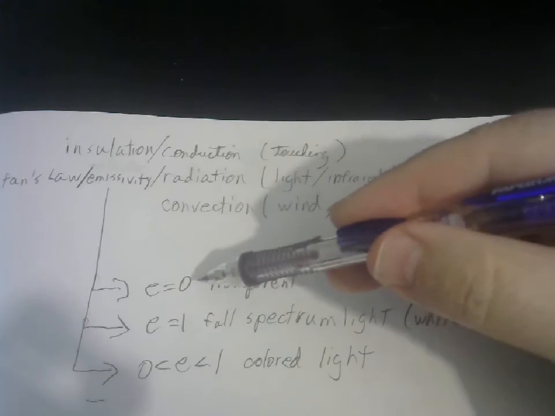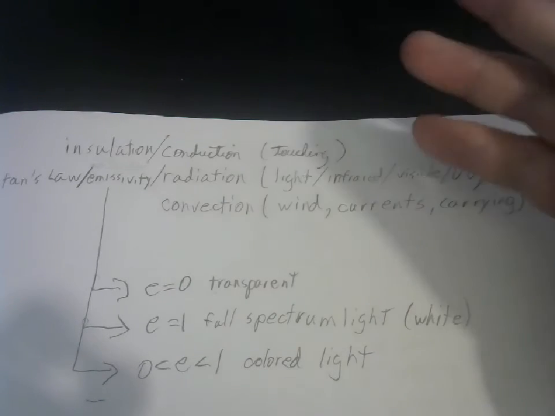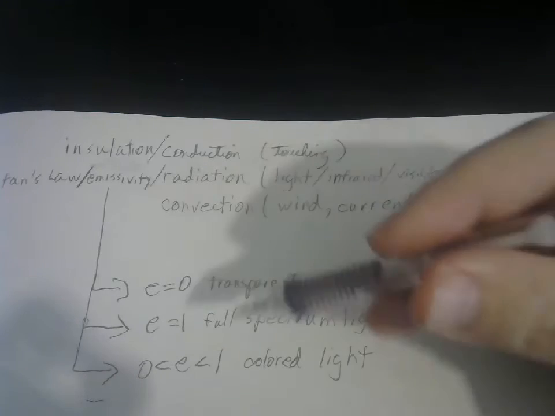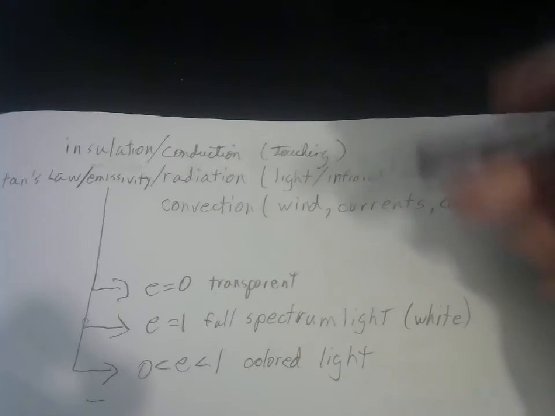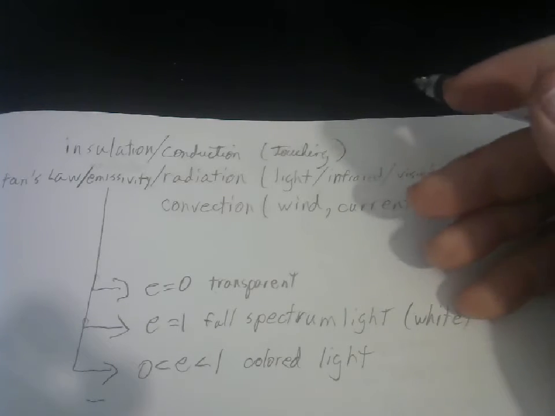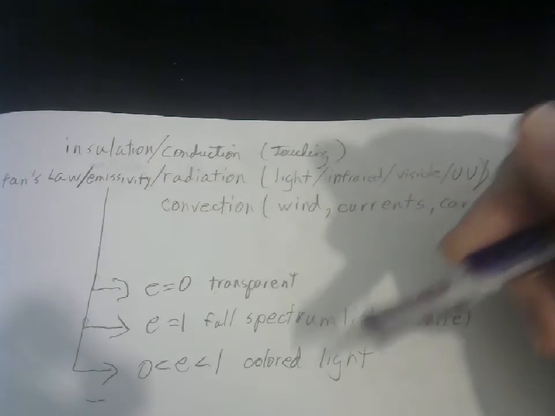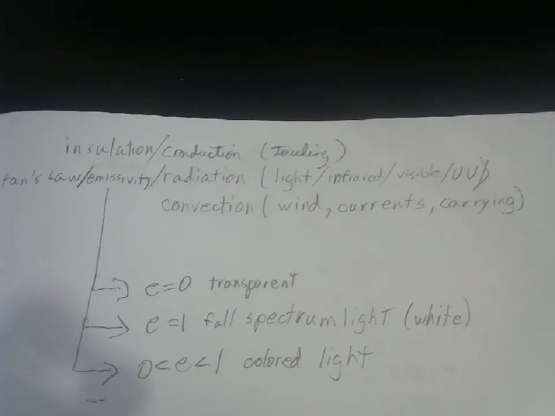If E is equal to 0, it's transparent and dark. It doesn't give off any light and doesn't absorb any light. E equals 1 is associated with a full spectrum light. It absorbs all the light that comes in and gives off a full spectrum light that looks like white. And if 0 is less than E is less than 1, you'll have some colors that are enhanced and you won't have the full spectrum, but it ends up looking kind of like a colored light.